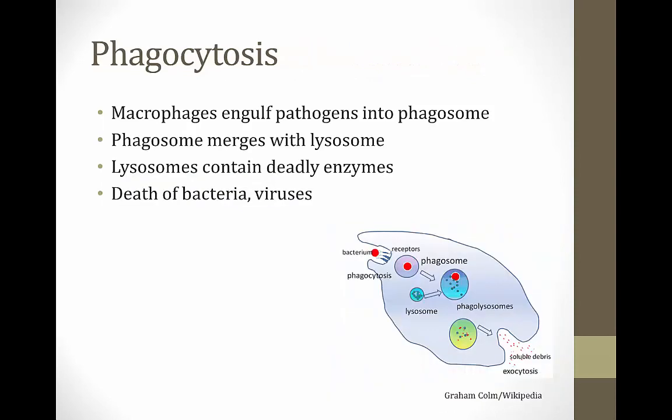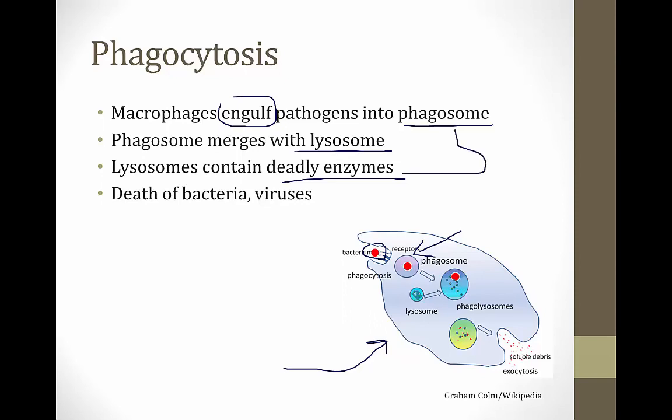Phagocytosis is a process by which macrophages engulf pathogens and trap them inside a structure in the cell called a phagosome. This is a picture down here of phagocytosis, and there's a bacterium here, and it's being essentially eaten by the cell and then trapped inside a phagosome. The phagosome then merges with a lysosome, and the lysosome contains deadly enzymes. The molecules inside a lysosome are so deadly that if they were free inside the cell, they would kill the macrophage, but they're contained inside the lysosome to protect the cell. So once the lysosome merges with the phagosome, then you get death of bacteria or viruses or whatever pathogens have been engulfed by the macrophage.